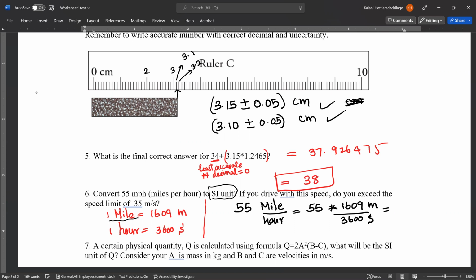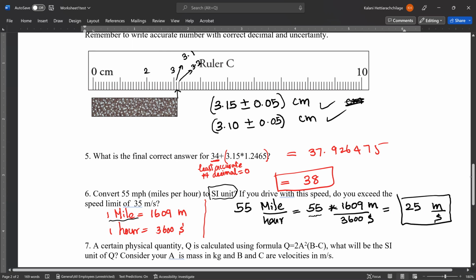So now plug it into your calculator and I got 25 meters per second. Did I check my significant figure rules or arithmetic rules? Yes, I did, because you have the multiplication and division rule. You need to count the least sig figs. The least sig figs is 2. That's why I have 25 here.